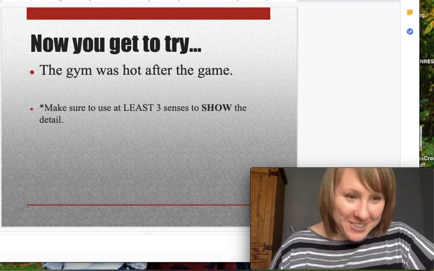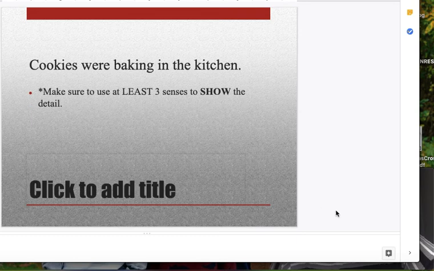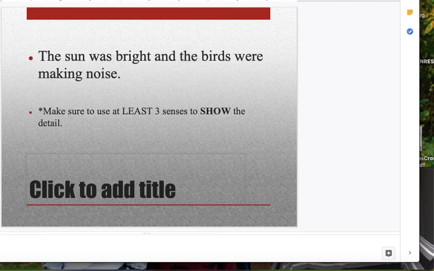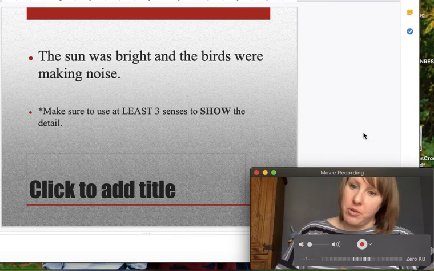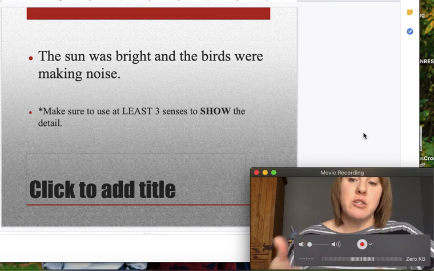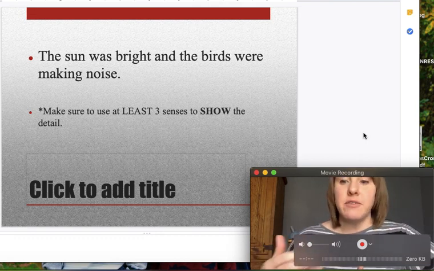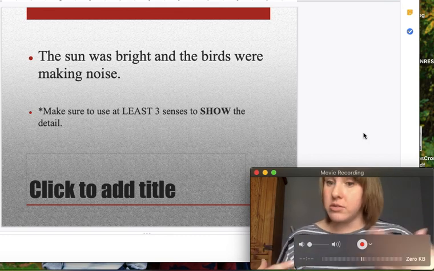The next one to try, this one's pretty similar to that first one, so we'll skip it. We'll try this last one. The sun was bright and the birds were making noise. Everybody knows what a bird sounds like. Everybody knows what a bright sun feels like. Be more specific. How bright? What colors were you seeing? What specific sounds were the birds making? What were you smelling? Was it after rain? Did you see a rainbow?